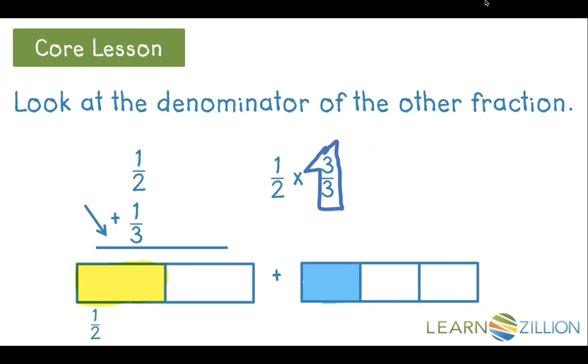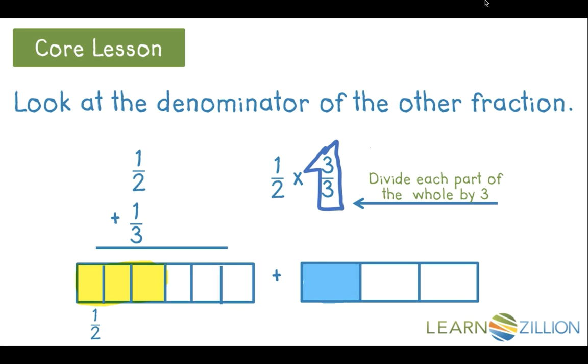When I multiply by 3/3, what is happening is that I'm actually dividing each part of the whole by 3. So when I do this on the fraction bar, you can see the 1/2, those pieces have been divided into thirds, as well as the other side. And that gives me its equivalent, which is 3/6.